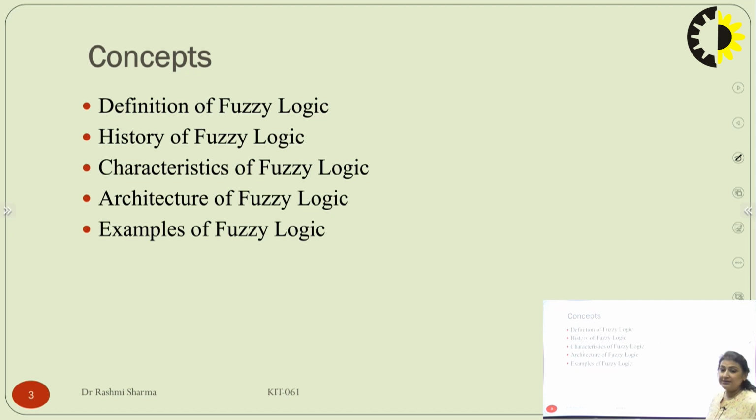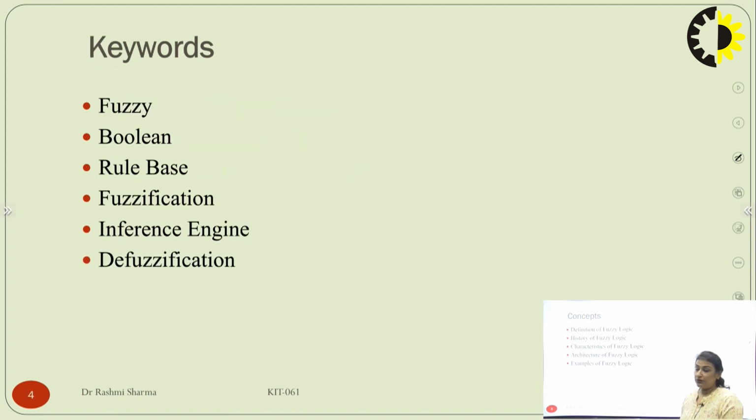Then the concepts we would be dealing with in this topic are the definition of fuzzy logic, the history of fuzzy logic, the different characteristics of fuzzy logic, and the architecture of fuzzy logic, that is, when we have a rule based system or when you are using a fuzzy logic system, FLS. What architecture do we follow in an FLS, and some examples, or I can say the application areas of fuzzy logic.